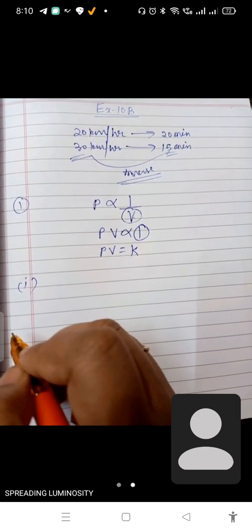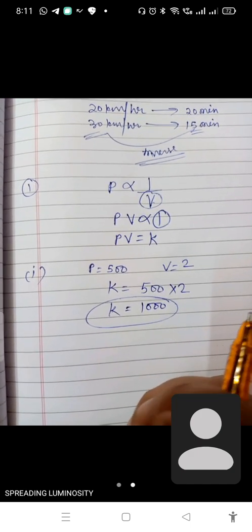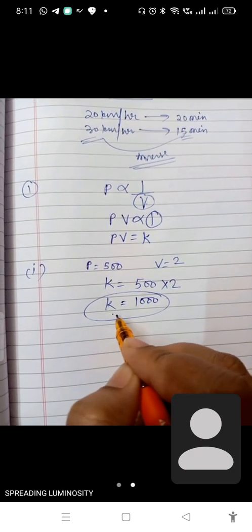In first part, find the value of K when P is equals to 500 and V is equals to 2. Let's solve. K is equals to, in place of P, 500, V is 2, this is 1000. This is the value of K. The K will be constant because, I explained, it is the constant value.